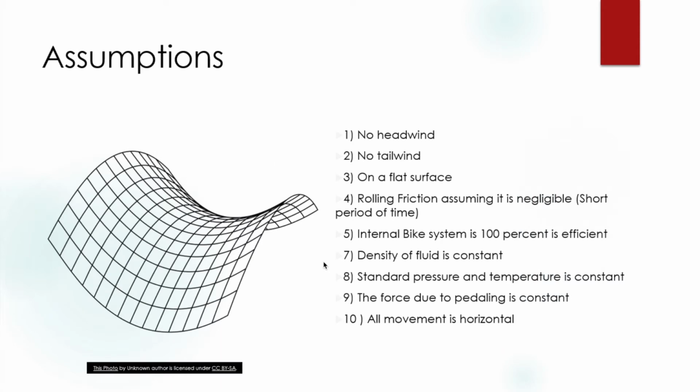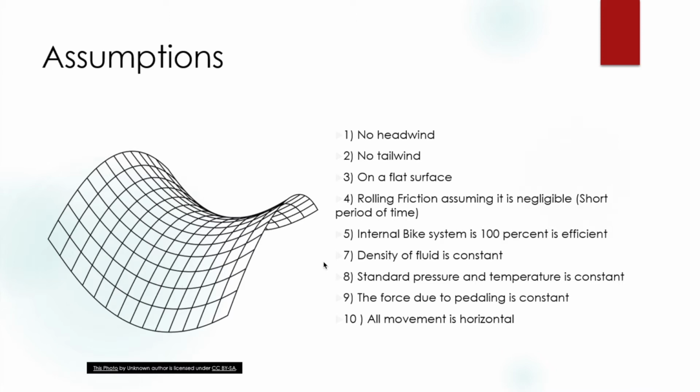So here are the assumptions that we incorporated into our model. The first one was we would have no headwind and tailwind. The cyclist would be on a flat surface, and the rolling friction would be negligible because it's such a short period of time when the cyclist actually performs the bike throw. And we would also have the internal bike system be 100% efficient.